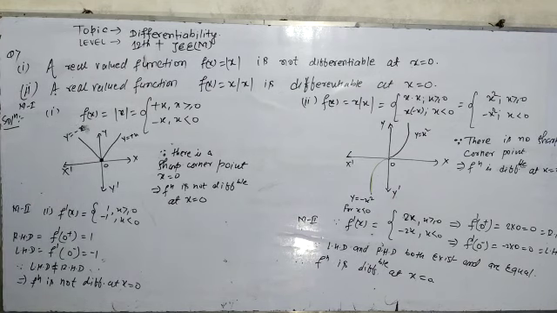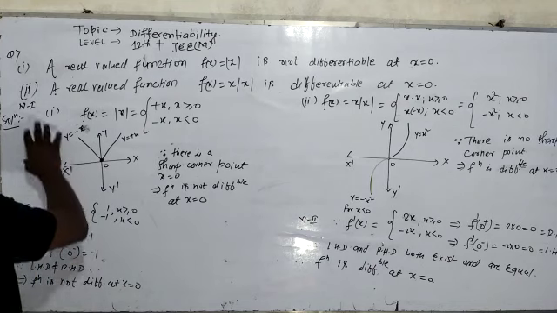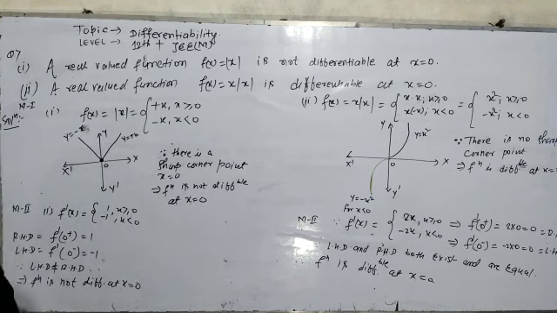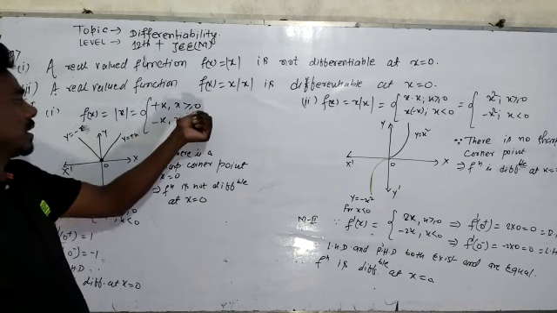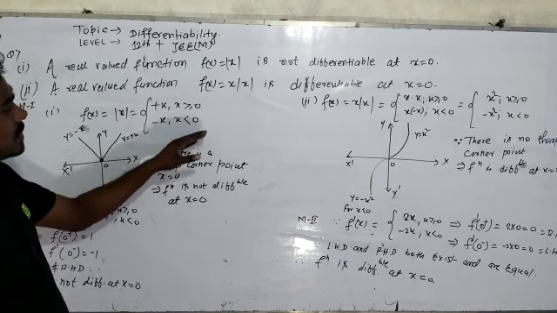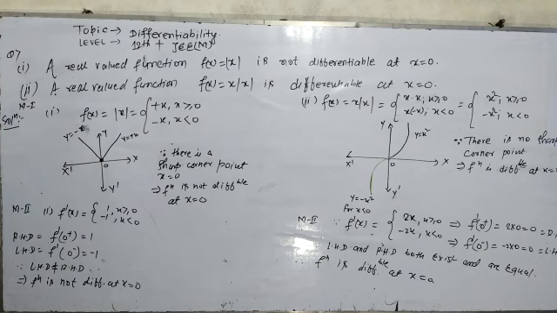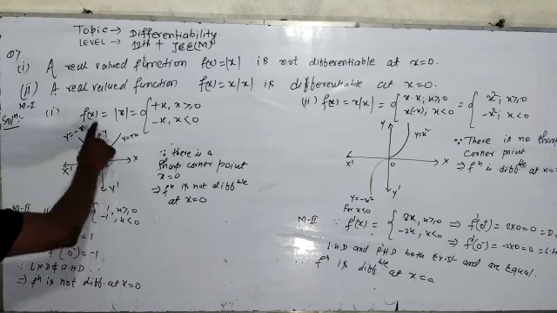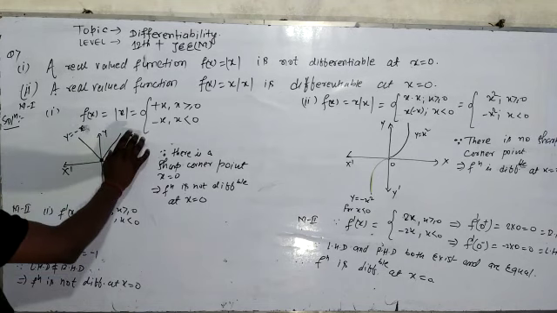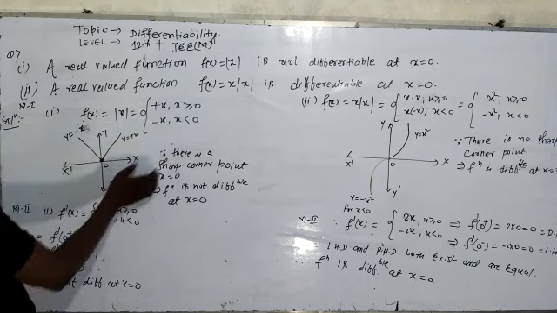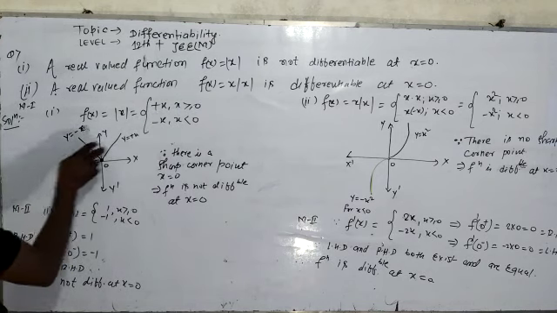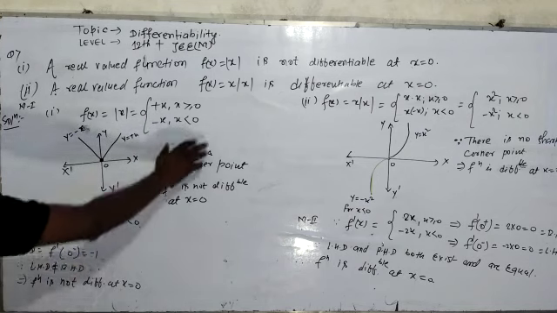One is the graphical method and the second one is the use of the derivative rule. First is the graphical method. Here f of x equals mod x is defined as plus x when x is greater than or equal to 0 and minus x when x is less than 0. So the graph of the function is what? The mod function: f of x equals plus x, that is y equals plus x, in the domain where x is non-negative, and y equals minus x in the domain where x is less than 0.